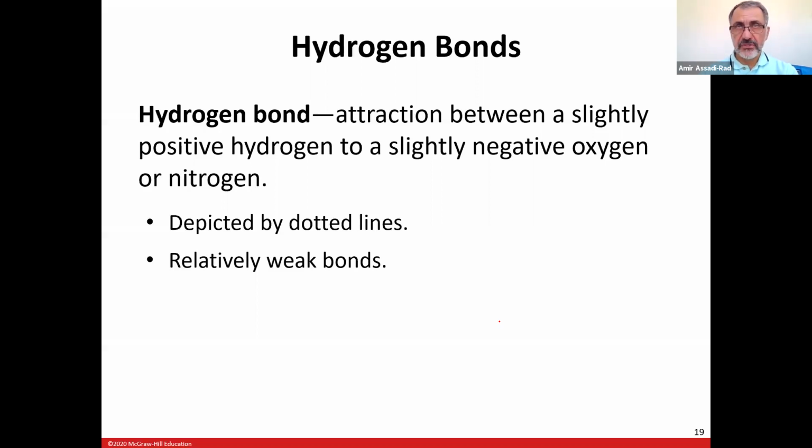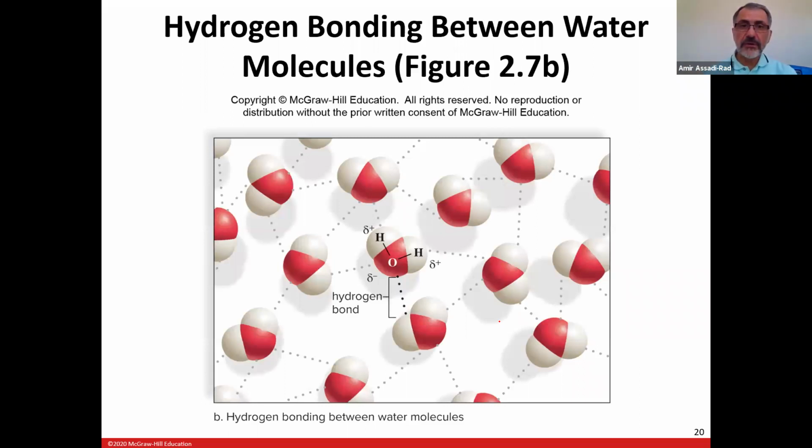Okay, covalent bond is the strongest bond among these three that we talked about. It takes a lot of energy to break a covalent bond. It doesn't take much energy to break a hydrogen bond. It doesn't take much energy to break down an ionic bond in salt that we talked about. Here it is. Great, let's talk about it.